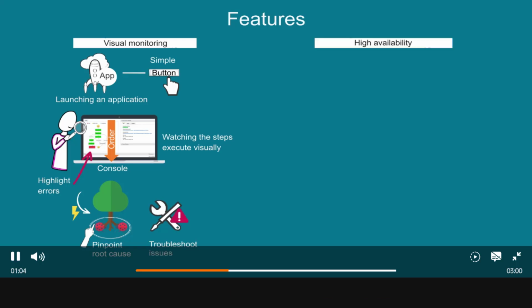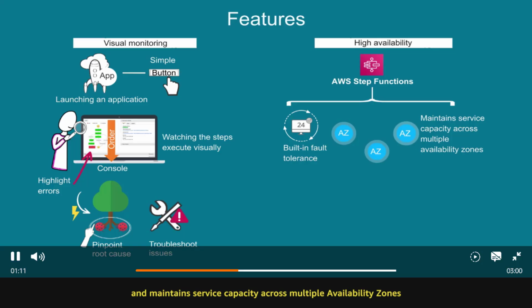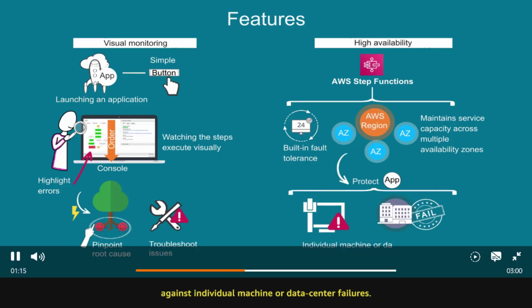High availability. AWS Step Functions has built-in fault tolerance and maintains service capacity across multiple availability zones in each region to protect applications against individual machine or data center failures.